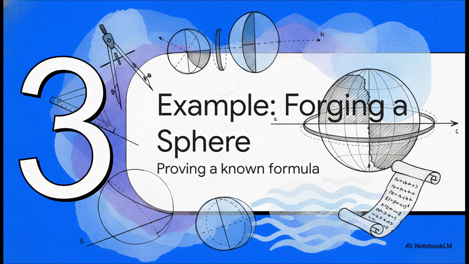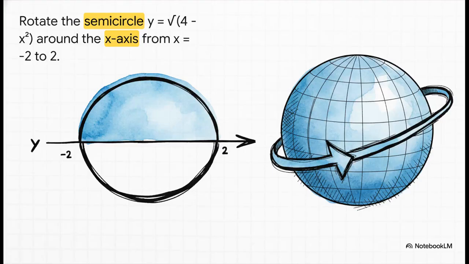And what better way to do that than to try and derive a formula we all learned in geometry class, the surface area of a sphere. So, how do we make a sphere? Well, we can take the function for a semicircle, in this case y = √(4 - x²), with a radius of 2, and we just rotate it around the x-axis going from -2 all the way to +2.